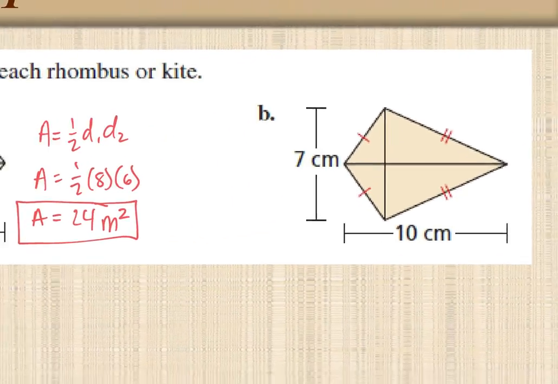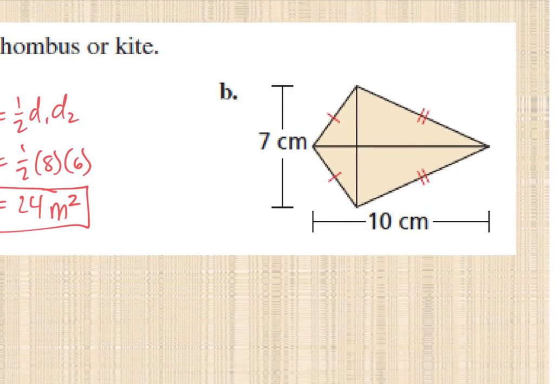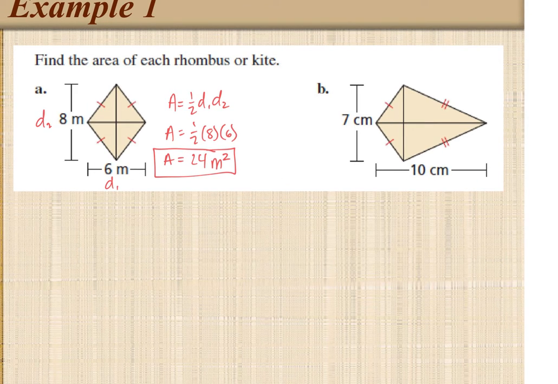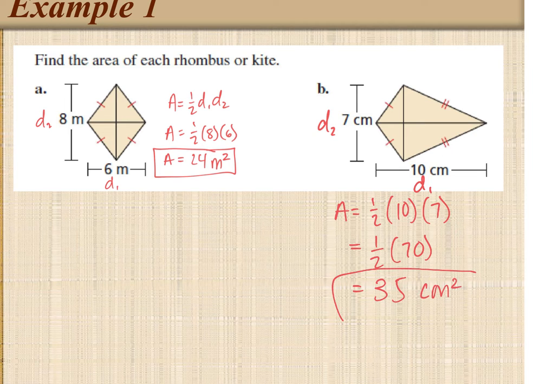What kind of shape is B? The first one was a rhombus, right? This one's a kite. Can we use the formula? Yes, it's the same formula for both of those shapes. So let's make this D1. Let's make this one D2. We're just going to say that our area is 1/2, 10 times 7. Does it matter the order? No, not really, okay? So we would do 1/2 times 70, which is 35. And we put centimeters squared. Pretty basic, right? All right.